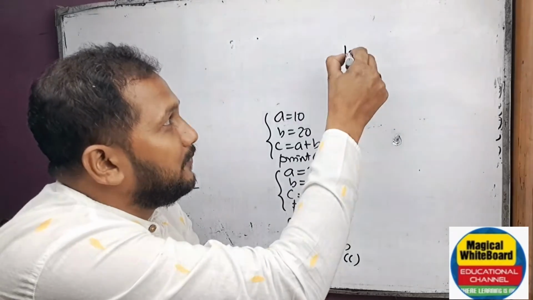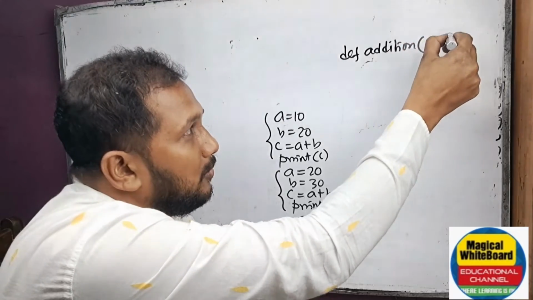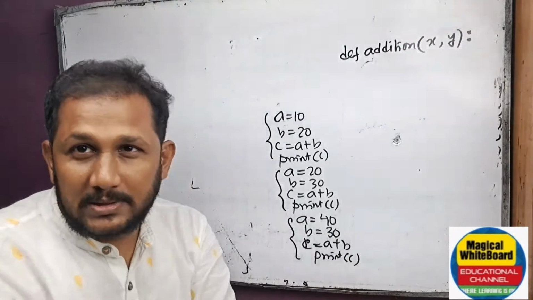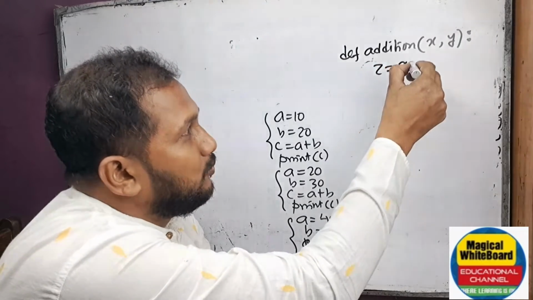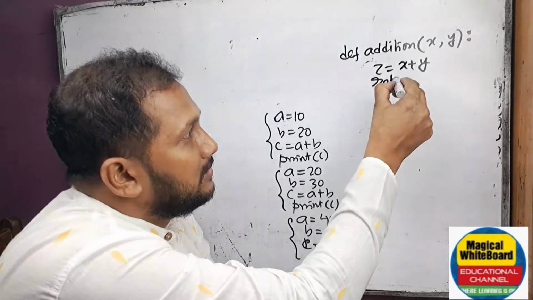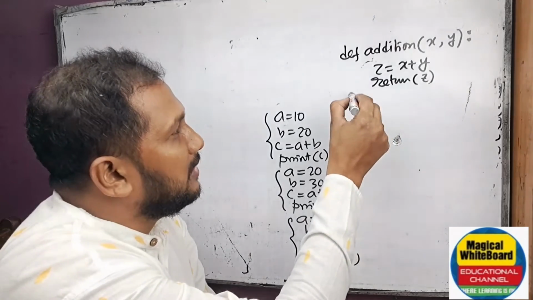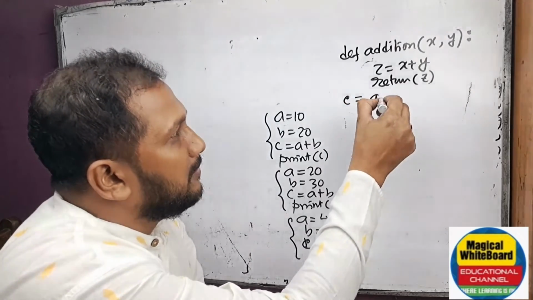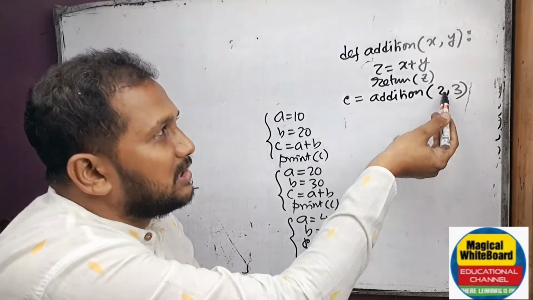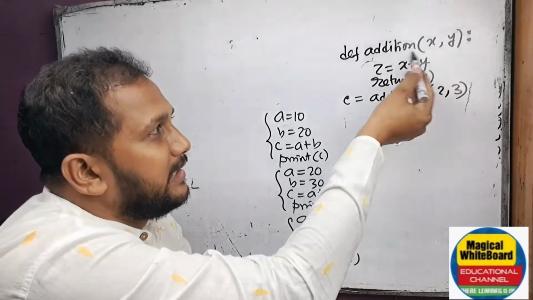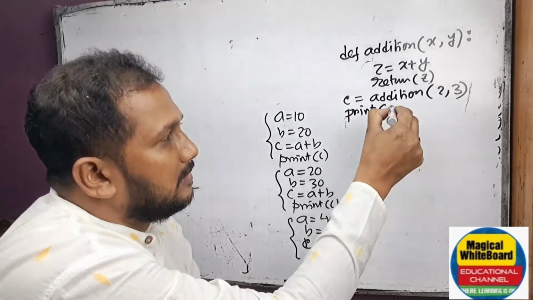Consider the function: def addition, where the name of the function is addition, and the parameters are x, y. These are the two parameters, meaning arguments. Now z equal to x plus y, and return z. Now we need to call the function. Suppose c is the return value, and the name of the function is addition, and the values are 2, 3. 2 is transferred to x, 3 is transferred to y, 2 and 3 are added together, and the return value is transferred to c, and we will print the value c.